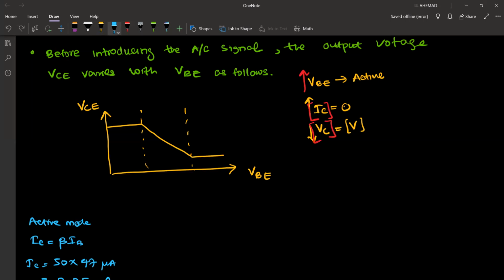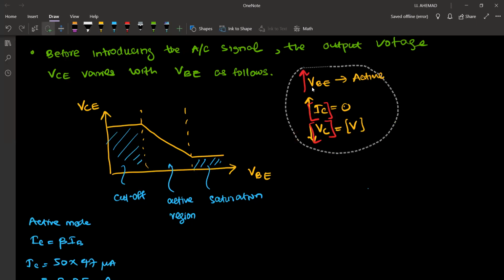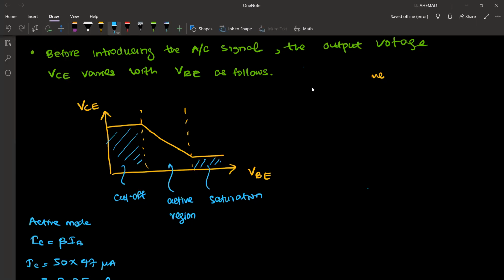So this region in the VCE versus VB graph is going to be our cut-off region. And this region is going to be our saturation region. And this is the active region. Okay, clear up to this? Sarah and Saja, clear.